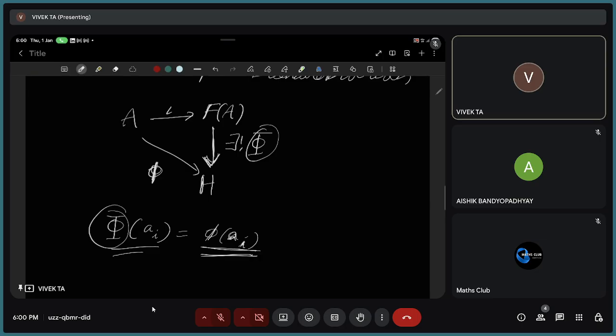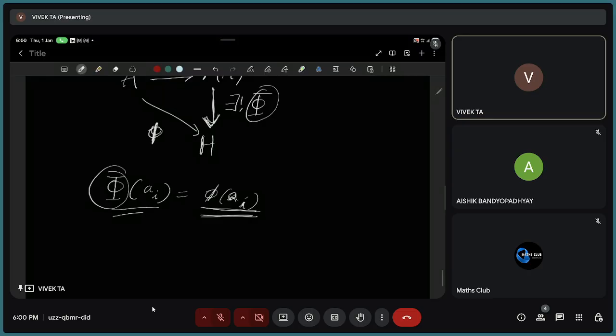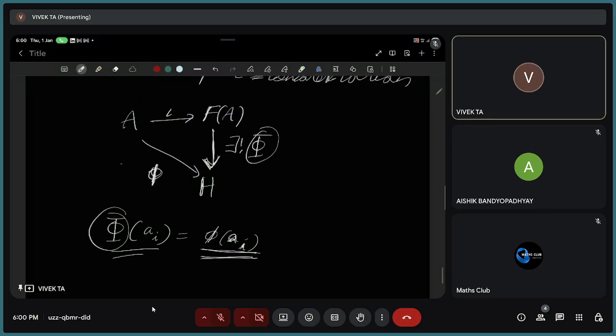This is the beautiful, what is it called, property of it, because this Phi is uniquely defined now. And this is a homomorphism. This was a set map, but now you have a homomorphism defined. This is the beautiful thing about this universal theorem.